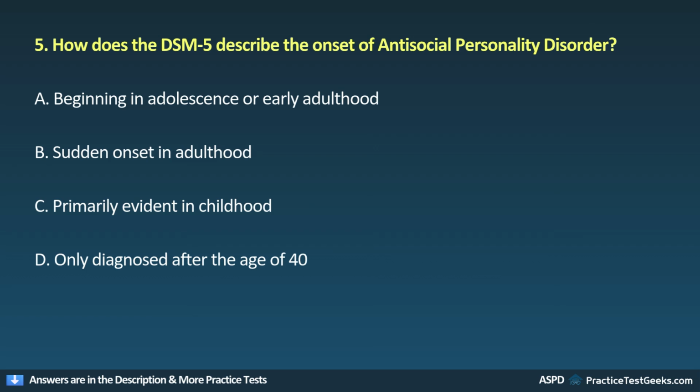A. Beginning in adolescence or early adulthood. B. Sudden onset in adulthood. C. Primarily evident in childhood. D. Only diagnosed after the age of 40.